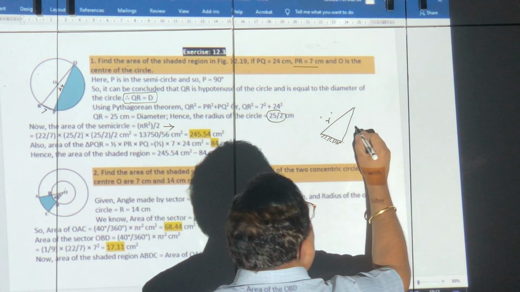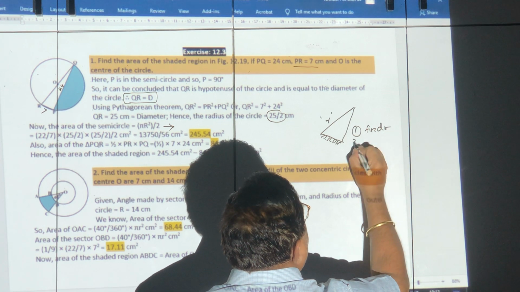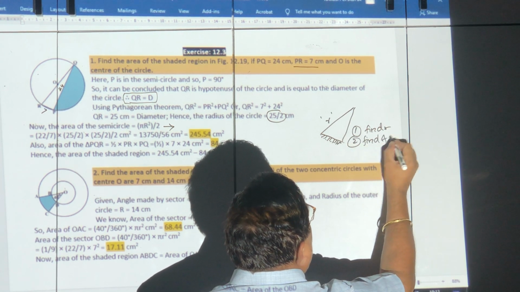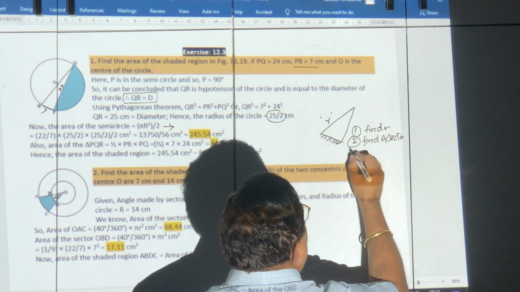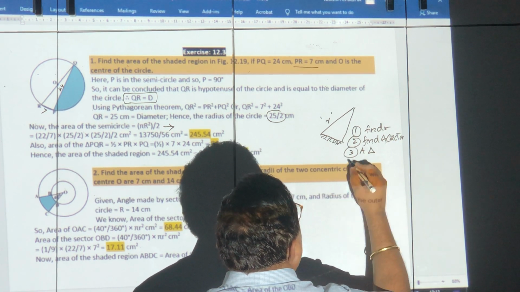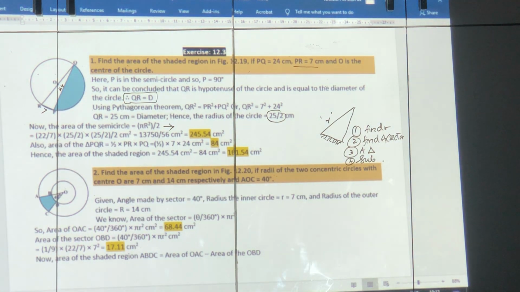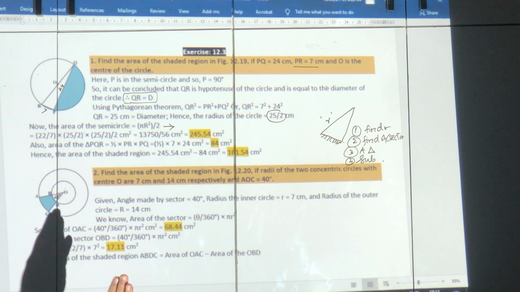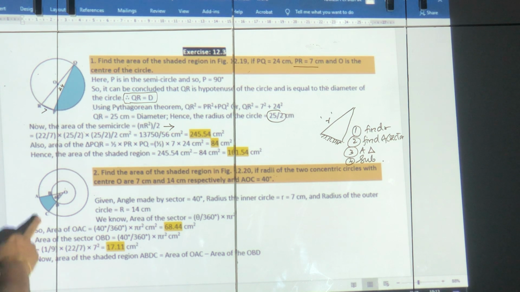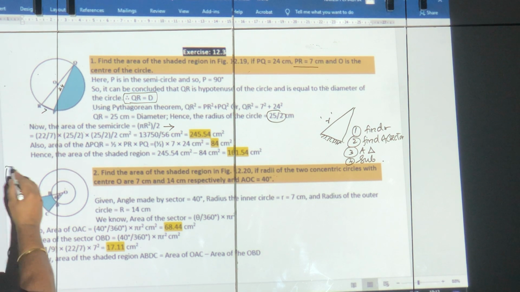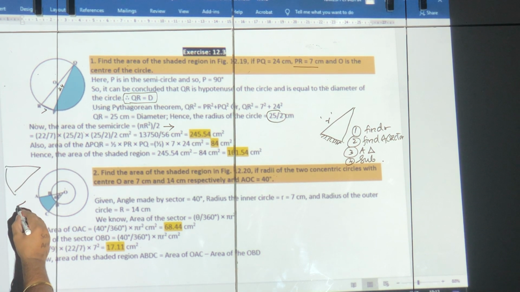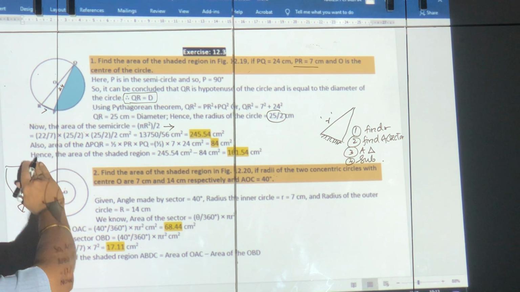This is the trick of the sum. So first, find radius. Second, find area of sector. Third, find area of triangle. And fourth, subtract. You will get the answer. Same sums, just changing the words and the diagram, everything is same, my friends. Now we have to find this shaded area. Simple, my friends. Find the whole sector first and then find the small sector. When you subtract, if I cut this piece from here, I will get the remainder.